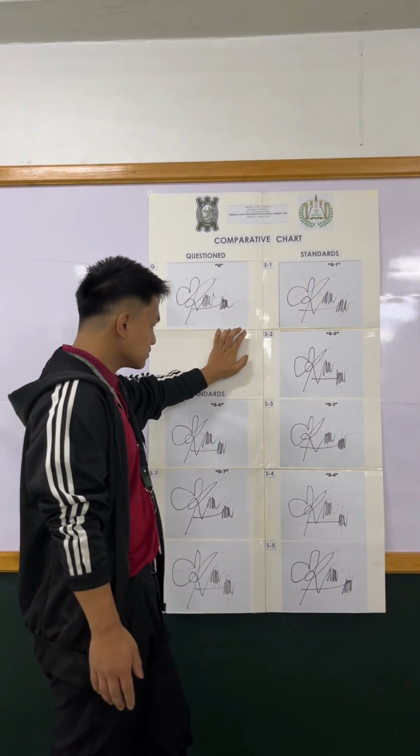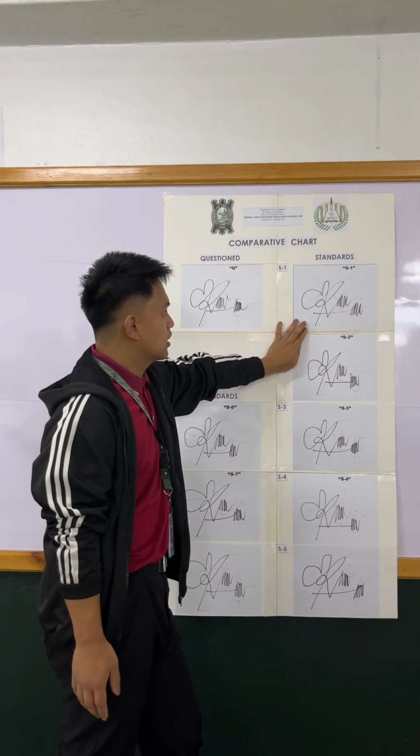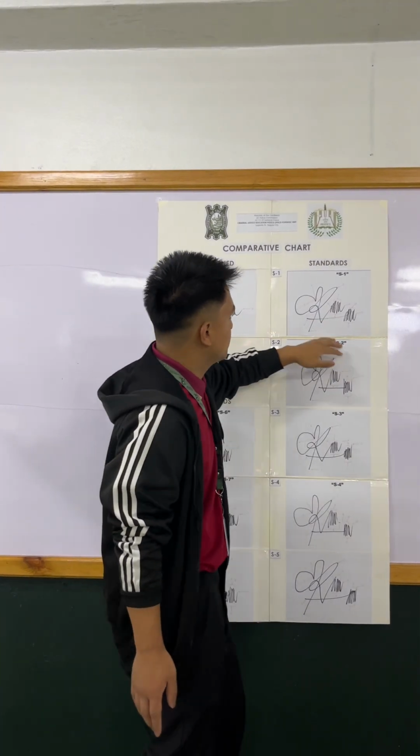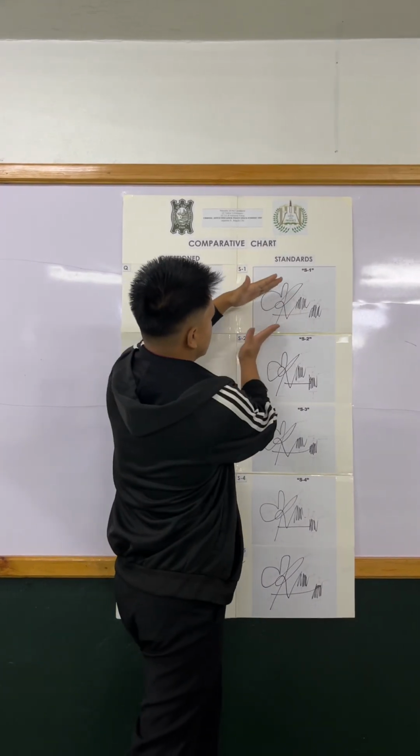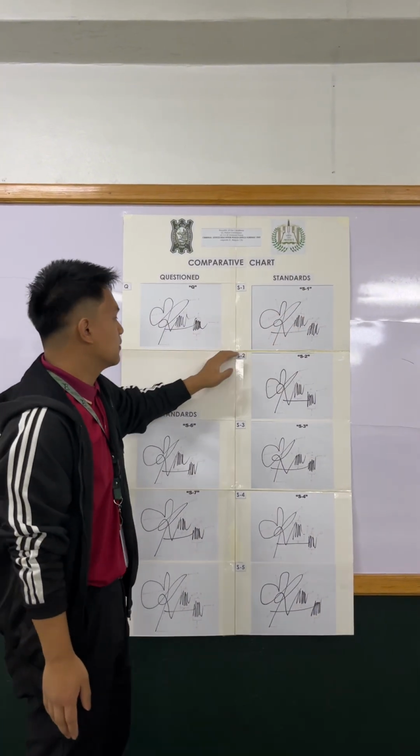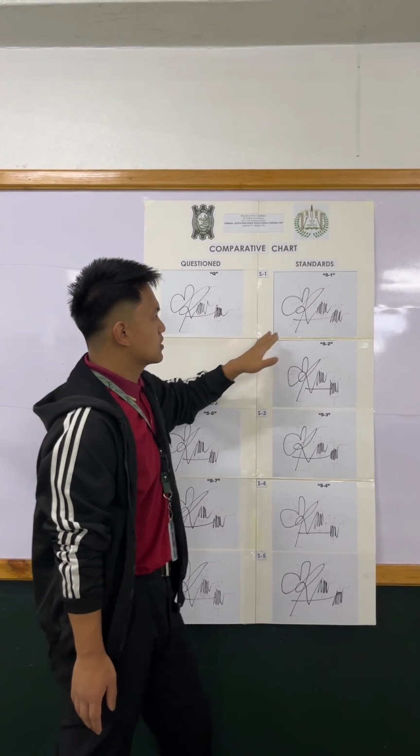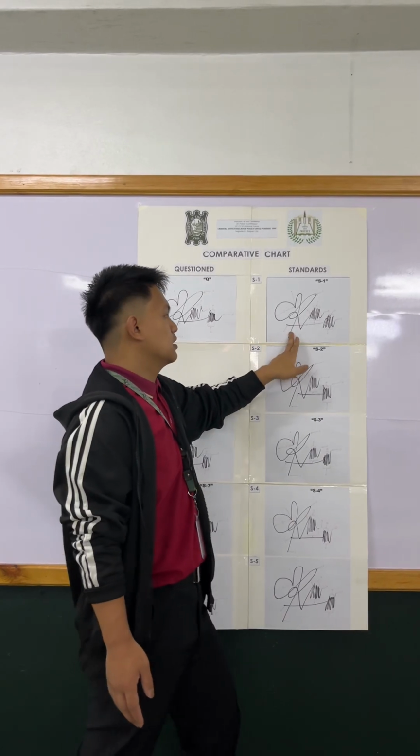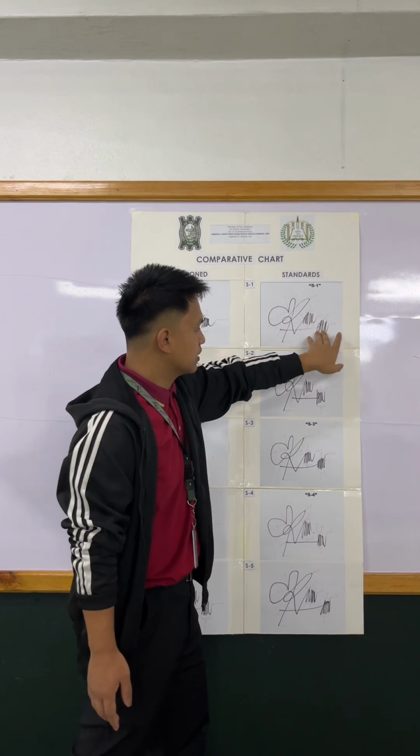Next is the slant. The slant of the signature standard number 1 is leaning to the right. If you observe the writing, it is leaning like that. So next is the alignment. The alignment of the standard document number 1 is convex because it is going outwards. So from here, going there, going there.